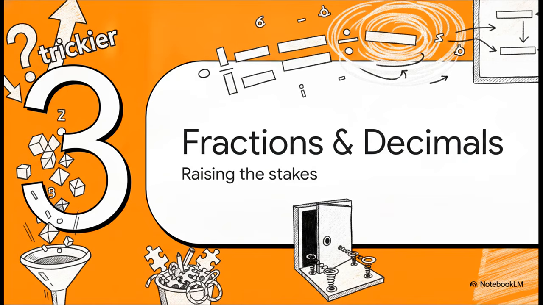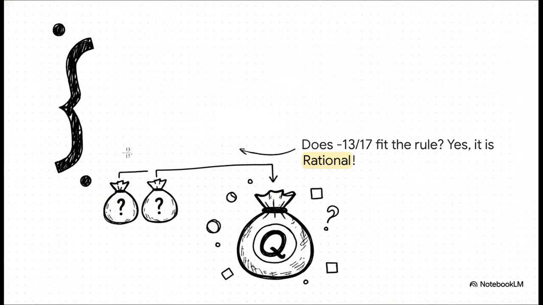All right, section 3, sorting fractions and decimals. Now that we have our bags, things are going to get a little trickier. Where does an intimidating negative fraction like -13/17 belong? Well, let's just check our rules. Is the top number, -13, an integer? Yep. Is the bottom number, 17, a non-zero integer? Yes, it is. So it perfectly satisfies that P over Q rule and drops clean into bag Q, the rational numbers.